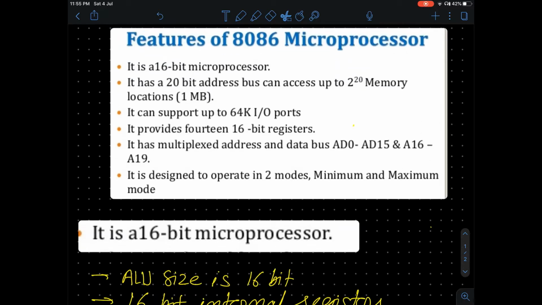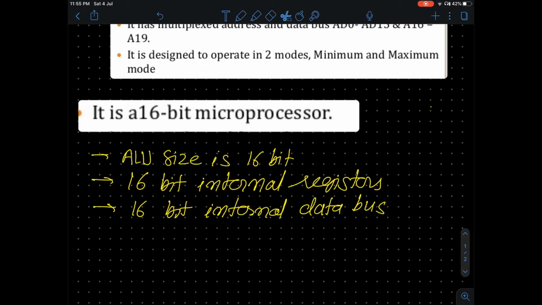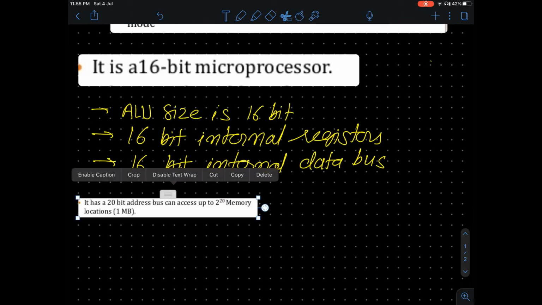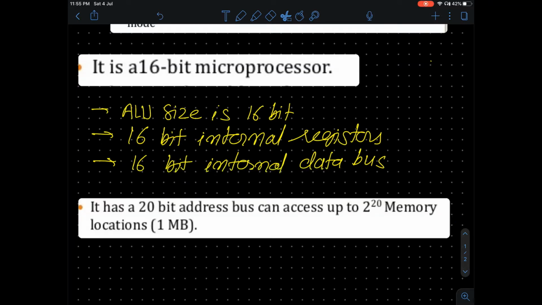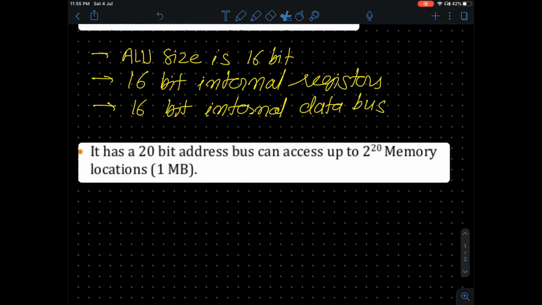Now, second feature is that it has a 20-bit address bus and can access up to 2 raised to the power 20 memory locations, that is 1 MB memory locations. Now, what is the exact meaning of this term?